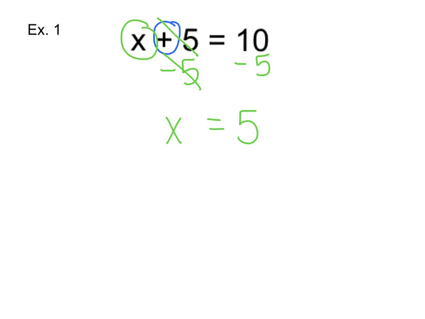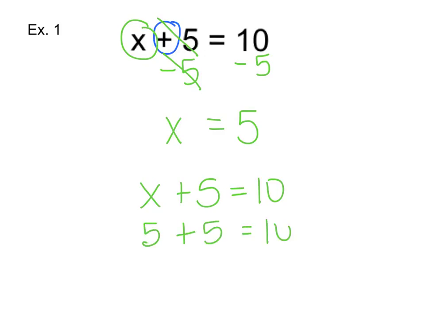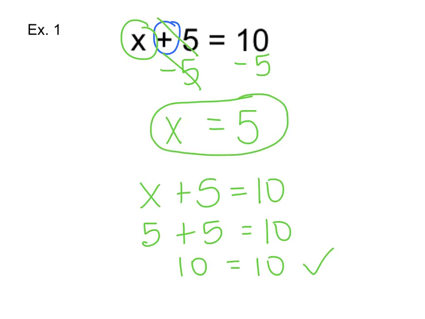Now I'm going to plug that back in the original equation and just check my work to make sure I have the correct answer. So if I have x plus 5 is equal to 10, I'm going to substitute 5 in for x. That's the answer I got. 5 plus 5 is 10. And 10 is equal to 10. So I know that x equals 5 is the correct answer.